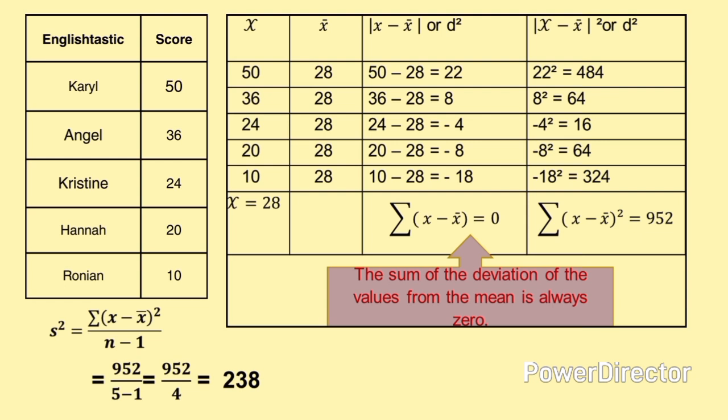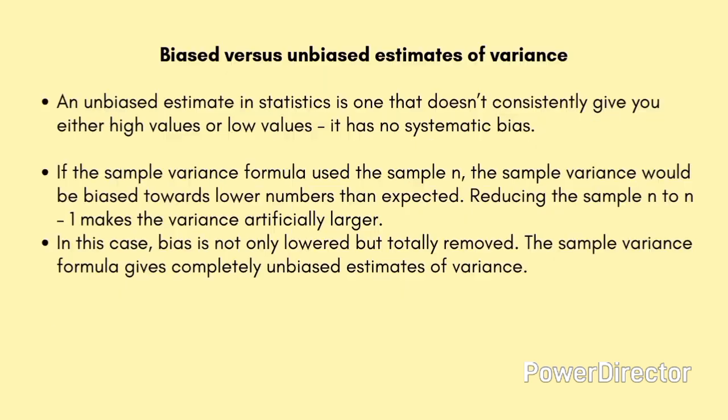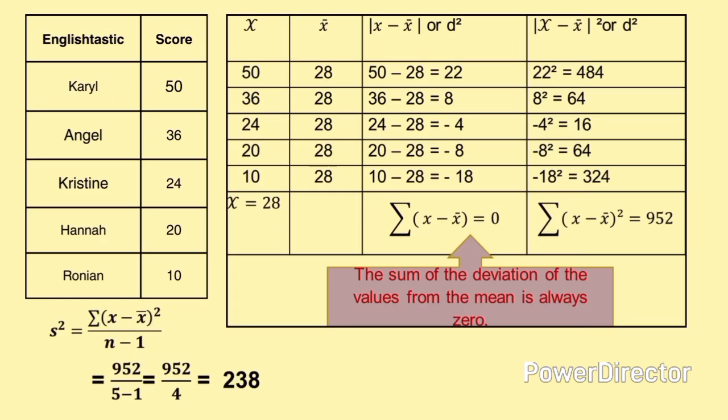Let's have the example. In the beginning, we mentioned that these are the top scorers of English Tastic, meaning this is not the totality of the scores, just a sample. So, we're going to use the formula for the sample variance, and that is again s squared is equal to the summation of the square of the difference of x minus x bar, all over n minus 1. We already rated our x values and we have also computed the value of our x bar. Now, for our x minus x bar, or the deviation, we just have to subtract: 50 minus 28 is equal to 22, and then we're going to square the value of 22.